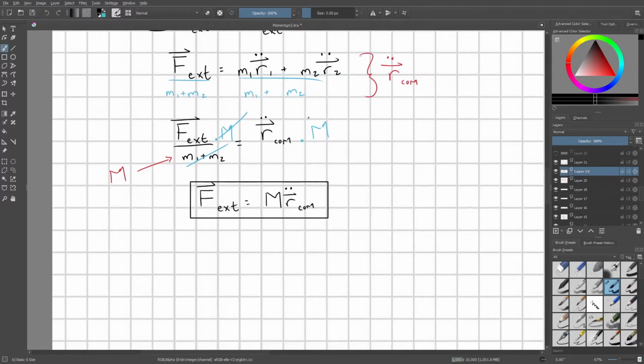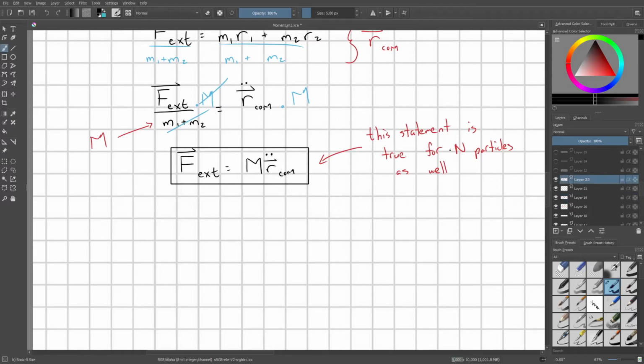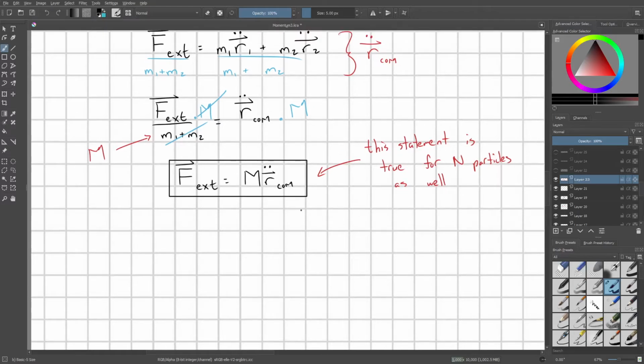All right. Next, we can multiply both sides of this equation by m, and we get the following. My net external force equals the total mass of my system times the acceleration of my system's center of mass. We can show that this statement is true for n particles as well. Again, that's just the point that I made about how we can extend these summations out as much as we want, and the same definitions apply and we get the same result.